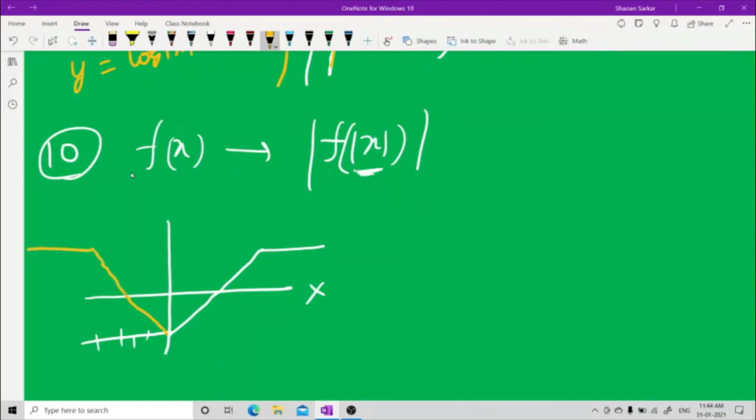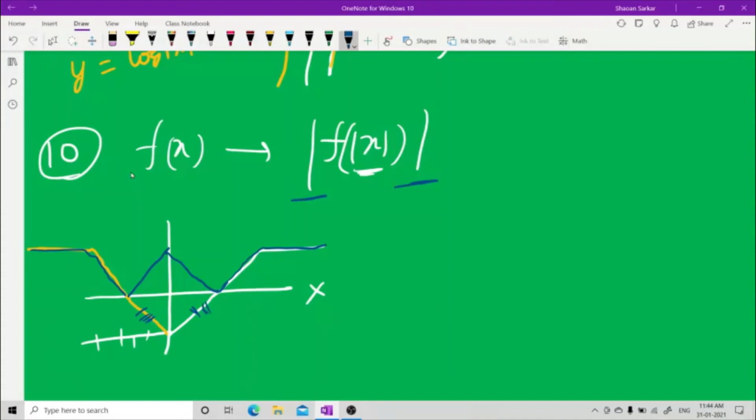And then there is a mod outside also. So now, this yellow color will become blue color. This part of the yellow and this part of the yellow will be reflected here, and this will become the blue color. So this blue color is the final answer. You will neglect this portion now. This is what it means.